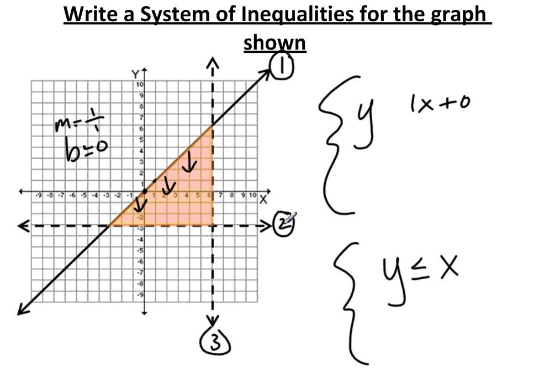Number 2 is a horizontal line, so it's a y, and we're at -3. Because it's dashed, I know I'm not going to have the equal sign, but I shaded above it, so it's going to be greater than.